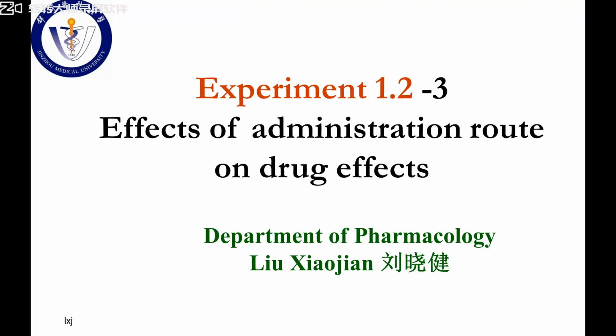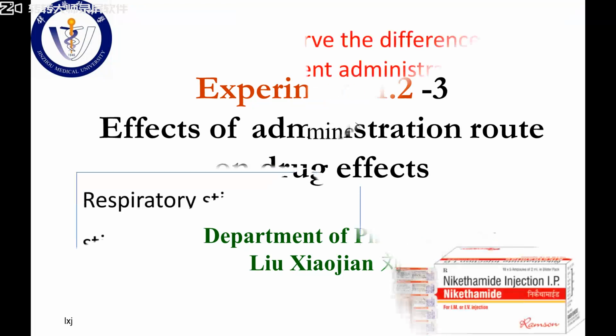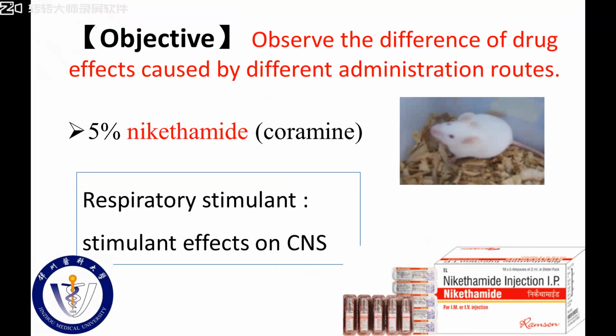The third experiment is about effects of administration route on drug effects. The objective of this experiment is to observe the difference of drug effects caused by different administration routes. The animal for this experiment is also mouse. The drug is nicotinamide. This drug has another name, Karami.